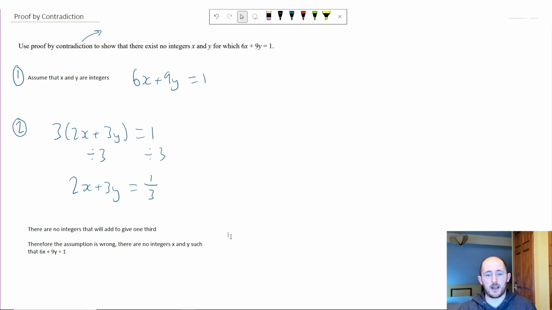That's the third step that a lot of students don't do. You need to write some kind of conclusion, and the conclusion has to imply the contradiction. We're saying there are no integers that will add to this. Well, we've assumed that there are integers that will add to this, but we've just shown there are none, which means there are no integers x and y such that 6x plus 9y equals 1. Because when you assume there are integers x and y, you don't get a valid answer. You get something that doesn't make any sense. That's a proof by contradiction.